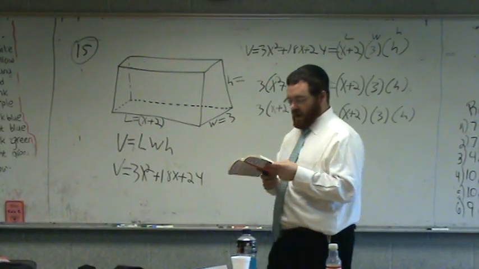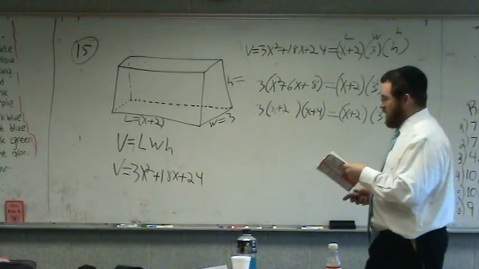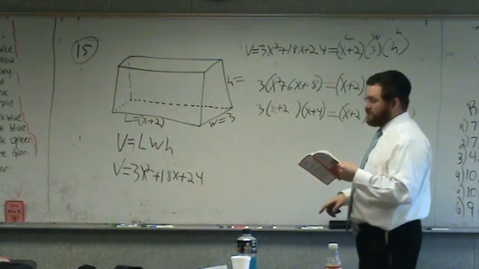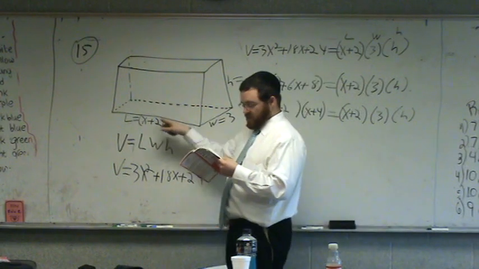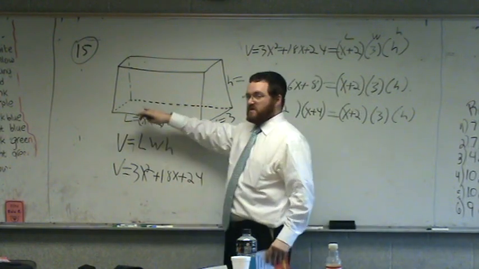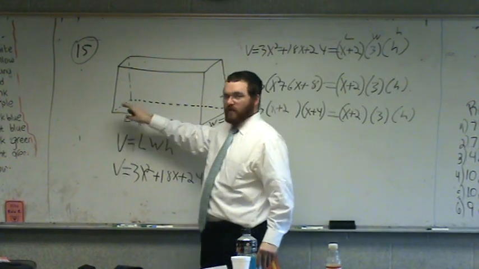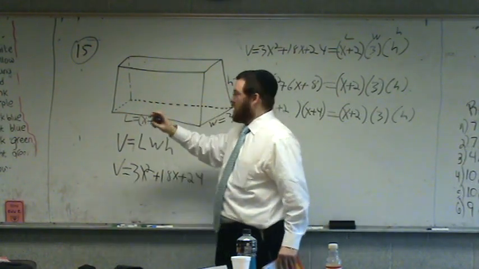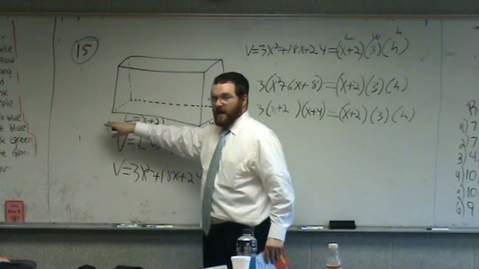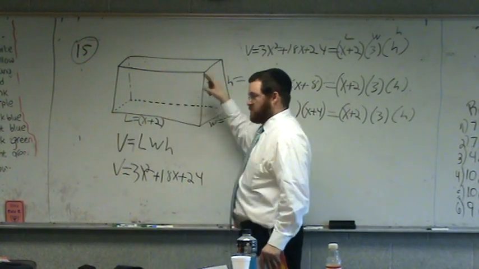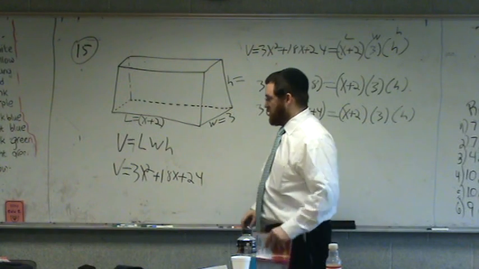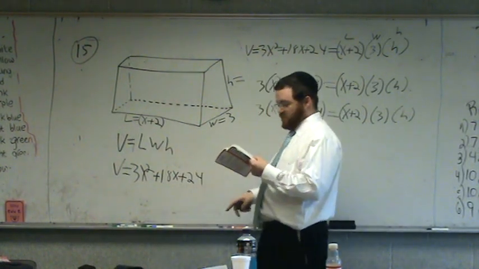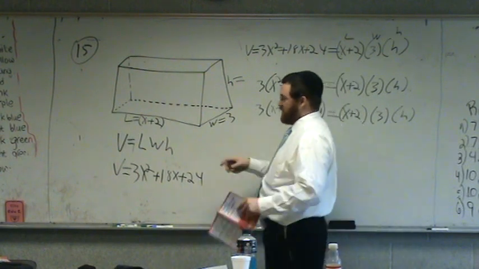Question 15. A rectangular prism has a volume of 3x² + 18x + 24. Its base means its length. Remember, a rectangular prism is a box. A prism is three-dimensional: length times width times height. It makes up the volume of the prism. So the volume of this prism is 3x² + 18x + 24. Its length is x + 2.